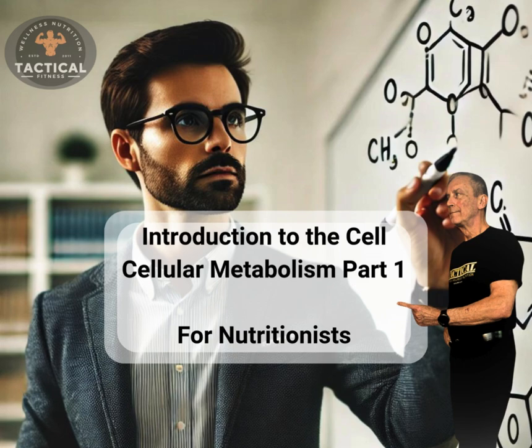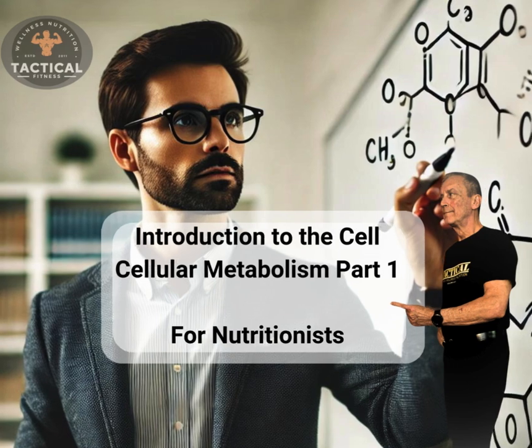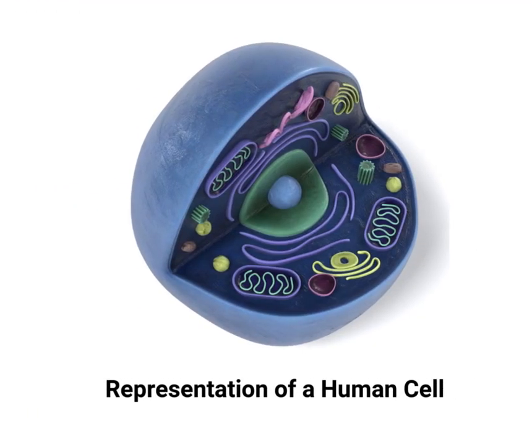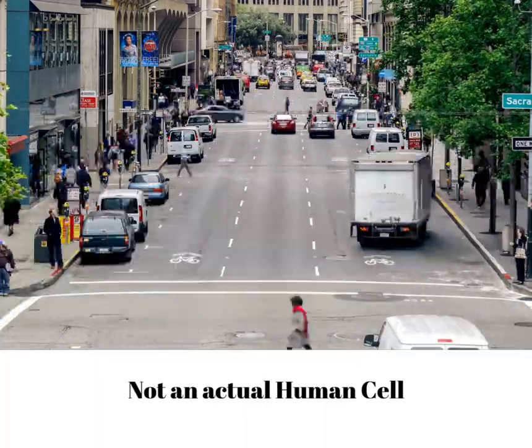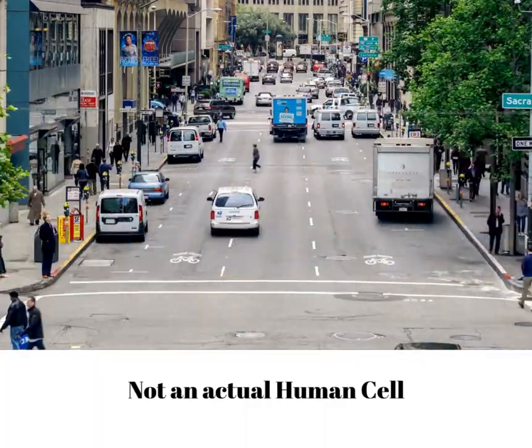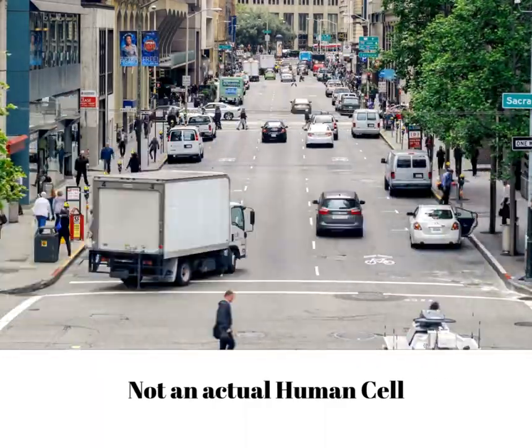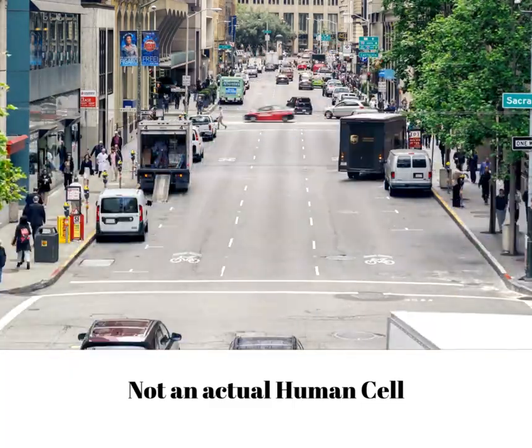Hey everyone, today we're going to take a quick tour inside of the cell, the human cell. And we're going to focus on the main components and how they relate to nutrition. So think of the cell as a small, bustling city where different parts work together to keep everything functioning smoothly. All right, let's go. First, let's start with the cell membrane.